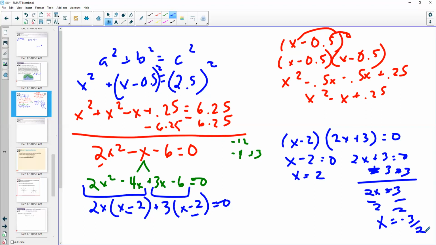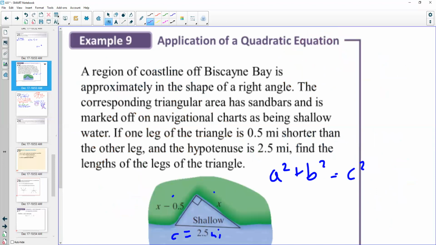Here's the thing. This is Pythagorean theorem. It's about the lengths in a bay. So can both of my answers work? No. Negatives can't work here. So it's got to be 2. So you can go back here and find the dimensions. So this is 2.5. This is 2. And this is 1.5. Ta-da.